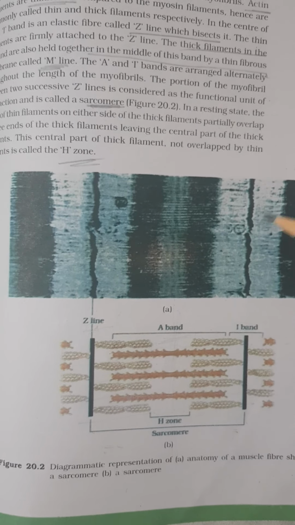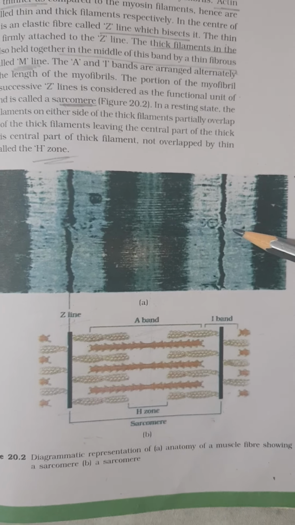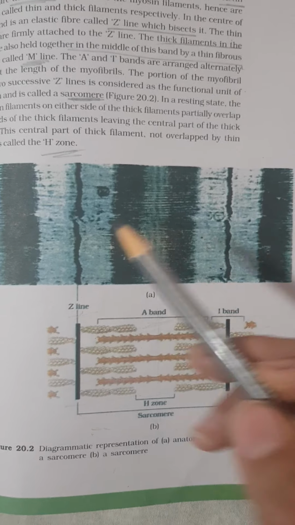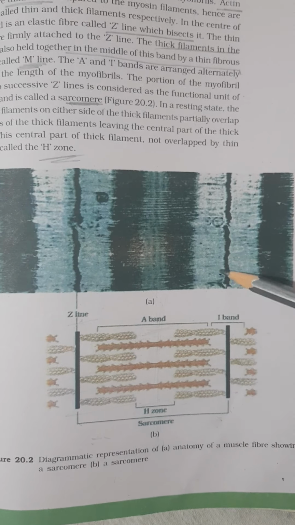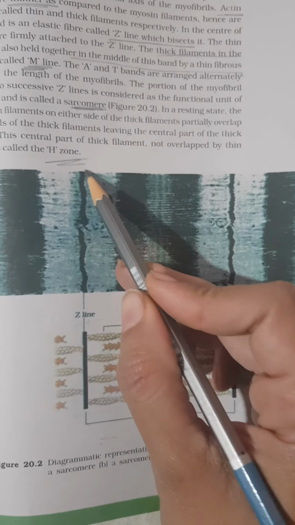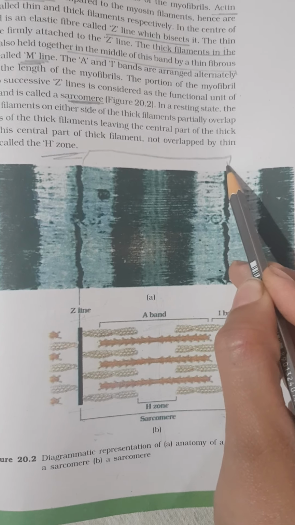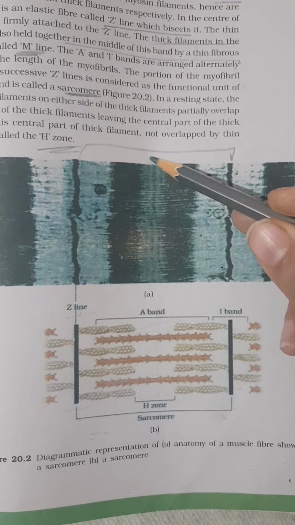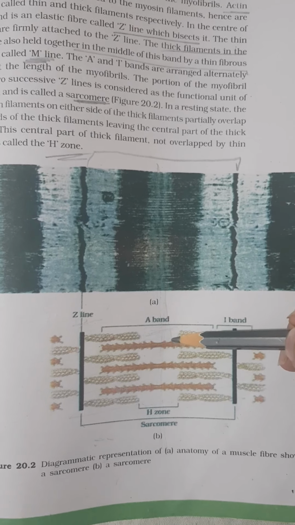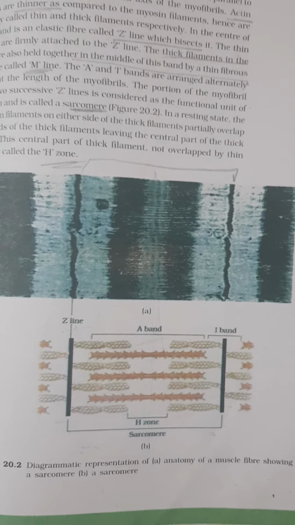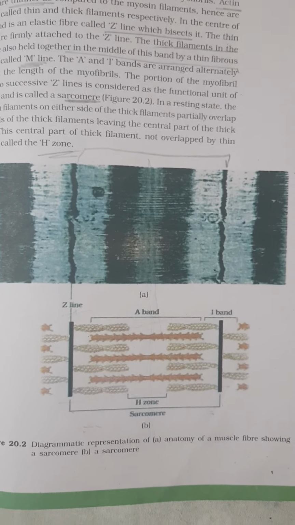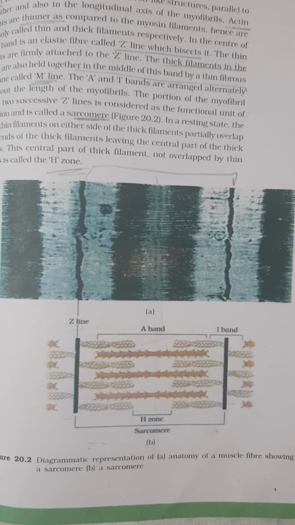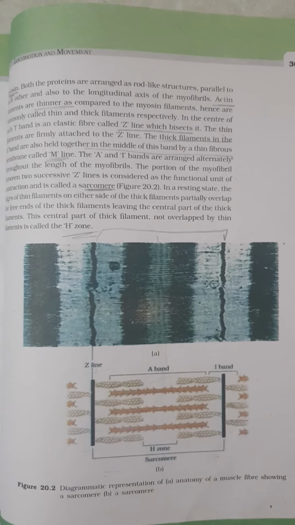So, over here, if you see this anatomy of the muscle fiber, you can see these two lines are the Z lines, and this whole portion is referred to as the sarcomere. In between, you have the H zone, and in the center, this is the M line. So the contraction and relaxation of muscles happens through this shortening of sarcomeres, which I will discuss in the next lecture video.